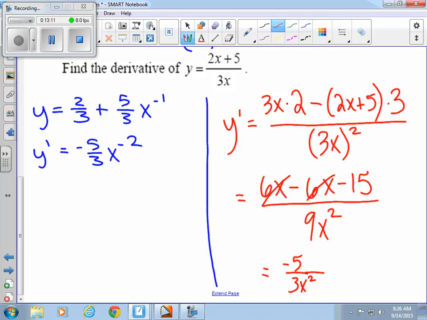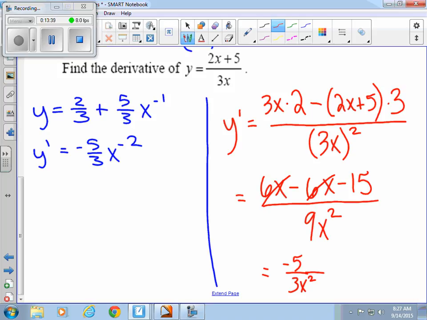Did I get the same answer both ways? Which one was more efficient? Moral of the story: if you can simplify and do a power rule, always, forever and always do that, if you can. Again, I'm about to show you some places that you can't. But if you can, simplify, because that's always going to be the fastest route.